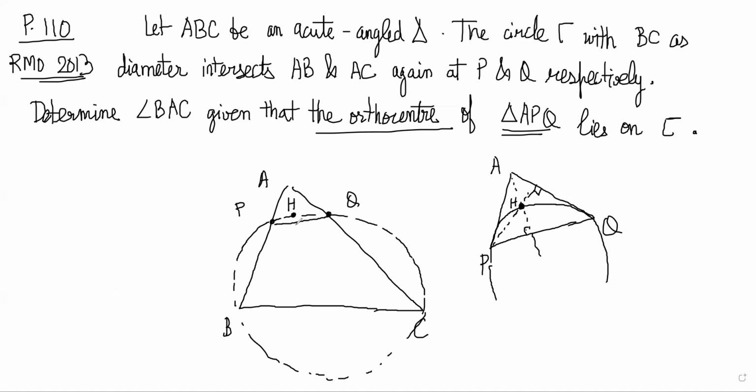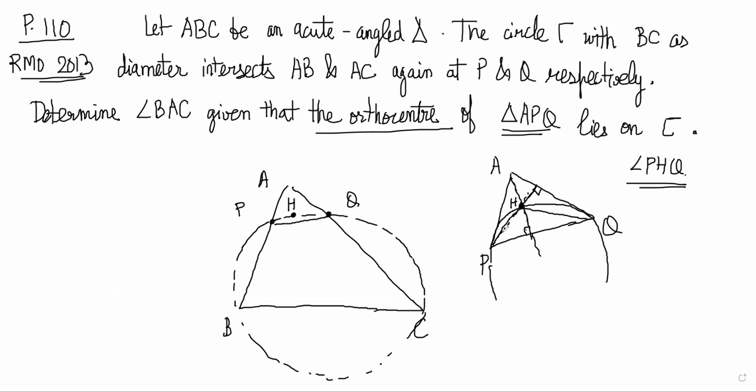Now, let's first try to figure out what is the angle PHQ. Anytime you have an orthocenter, you can always find all the angles, because if I join HQ right now, you can find all of these angles in an orthocenter sort of a figure, a pedal triangle sort of a situation. So let's find PHQ.